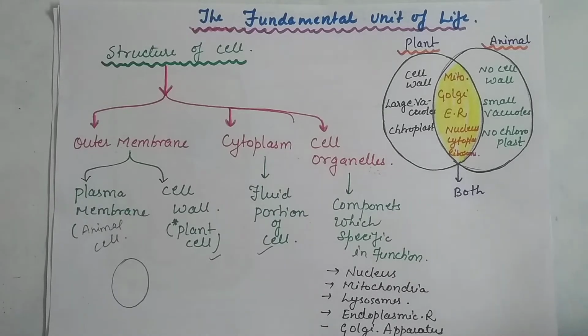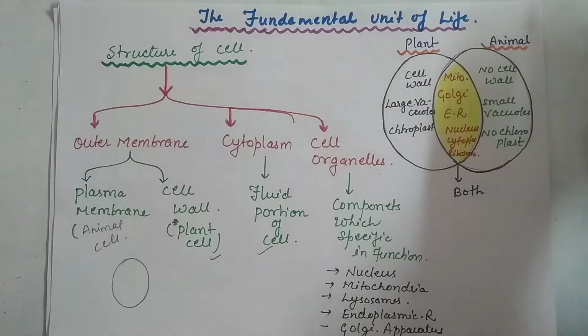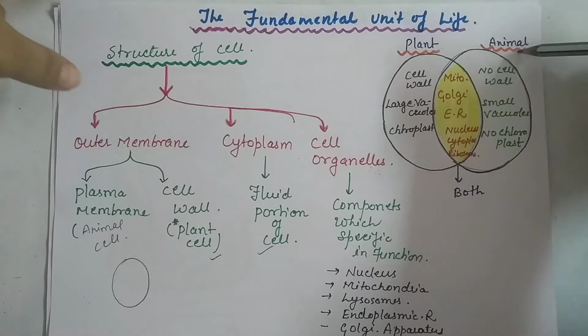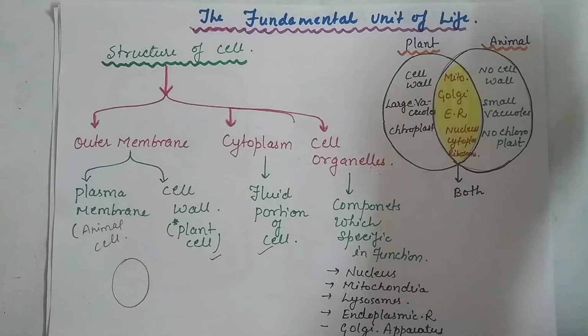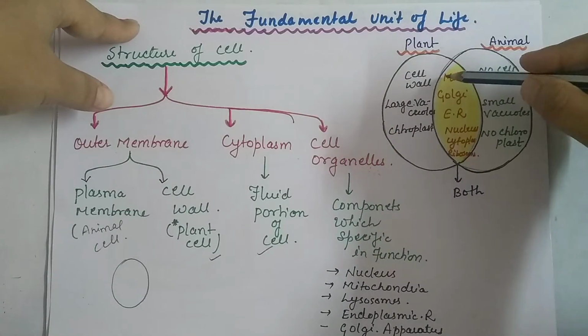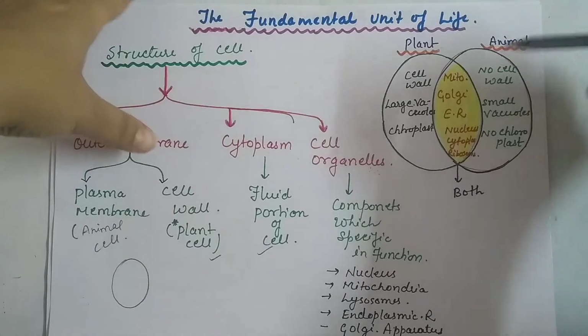Now one thing comes up: we see the cell in two different structures, the plant cell and the animal cell. There is a little difference between the plant cell and the animal cell, and due to those differences we are going to study the plant cell and animal cell separately. There is much in common between them, but there are some differences.